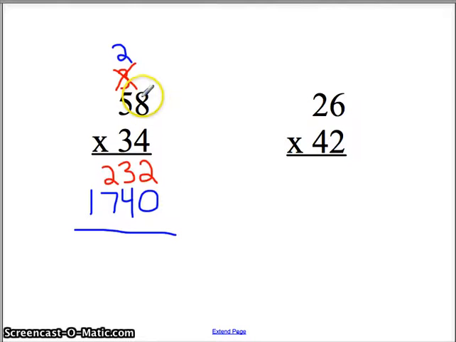Okay, after you figure out what 58 times 4 is and what 58 times 30 is, you will add those two products together. 2 plus 0 is 2. Now it's very easy to forget and accidentally multiply right here. If you thought that 2 plus 0 was 0, then you were multiplying instead of adding. You have to be careful and watch what you're doing right here, because on this step you're adding.